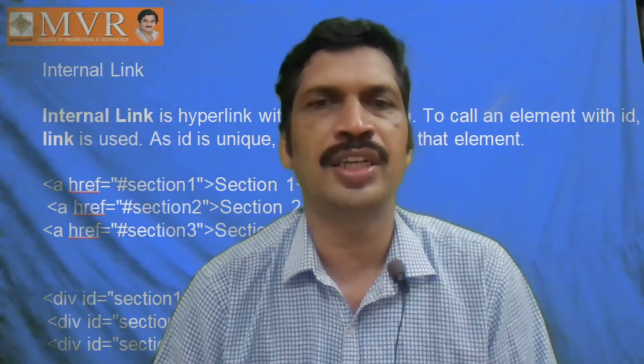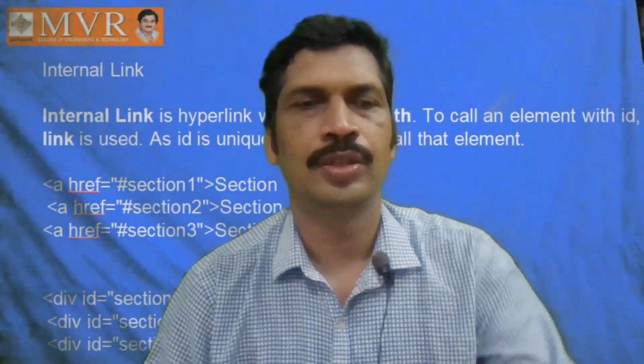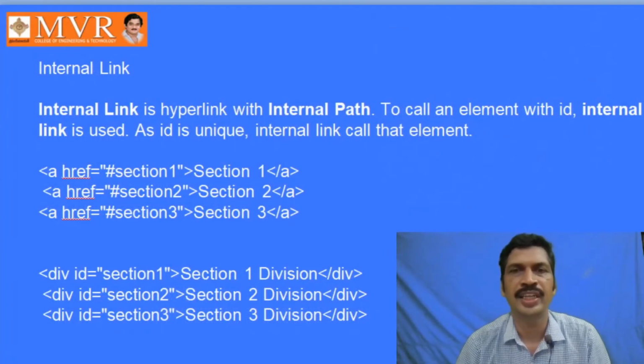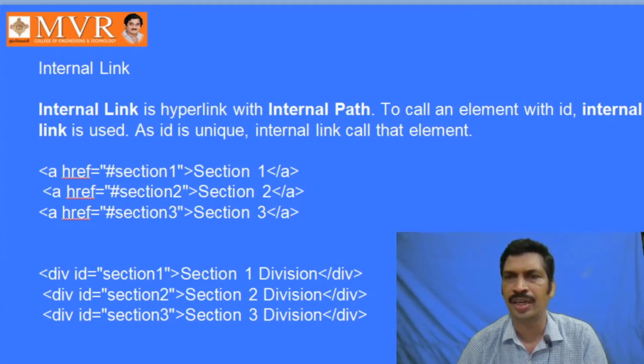Based on internal links, we will do one program. An internal link is a hyperlink with an internal path to call an element with an ID. As an ID is unique, the internal link calls that element. We will see in detail here. I will explain one program based on internal links. If you go through this program, we can understand clearly what an internal link is.